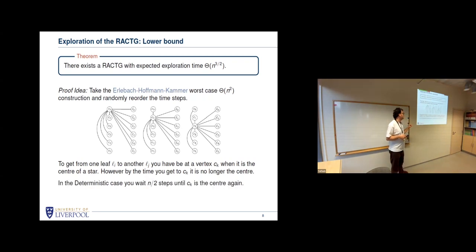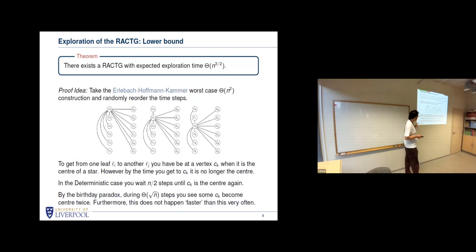So what do we do? We just shuffle the time steps. And okay, so what you can observe is that this thing still holds. To get from one leaf to another, you have to go via a center at the time that it is a center. So what you do is you go to your center and you have to wait, which you have a choice over, and you have to wait for it again to be a center.